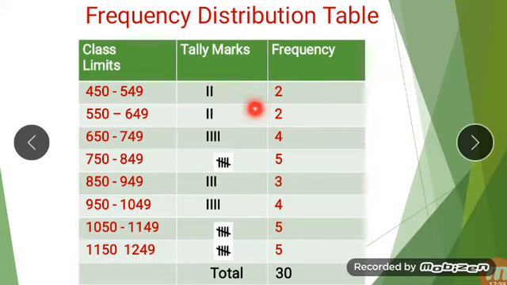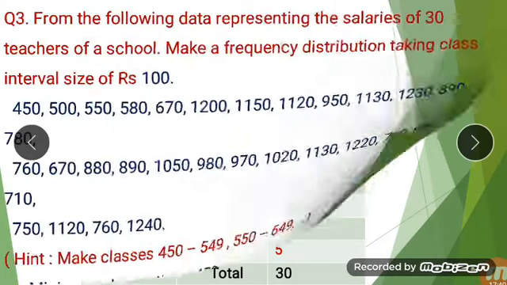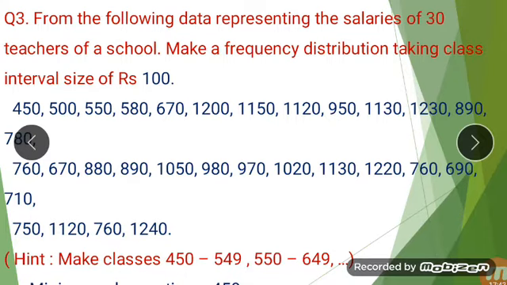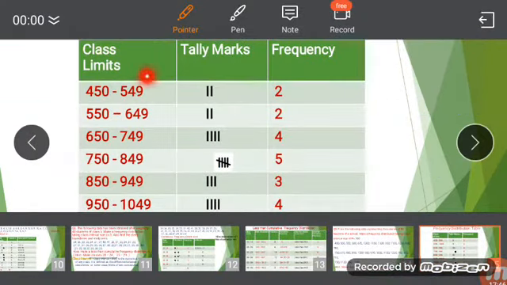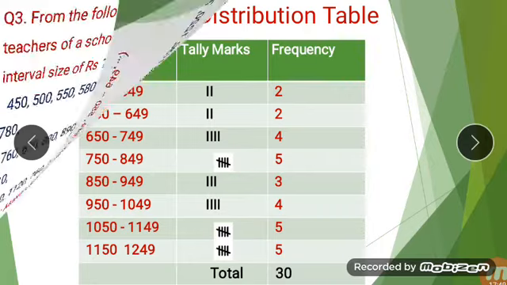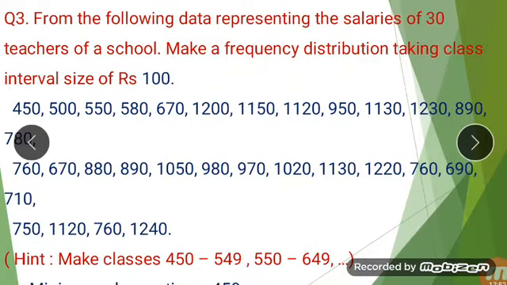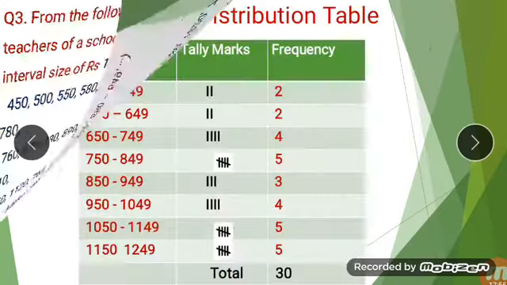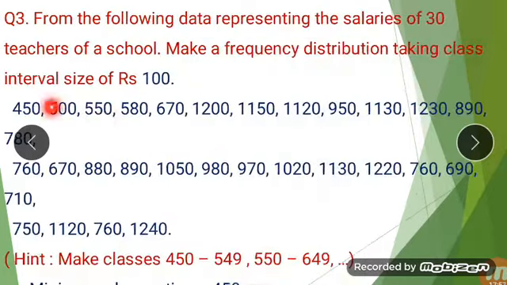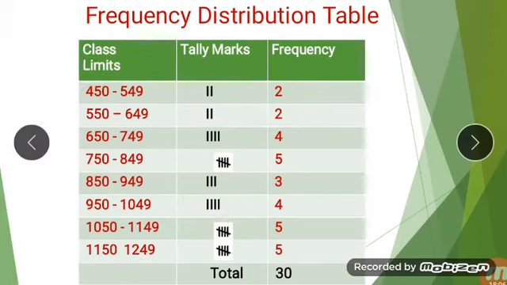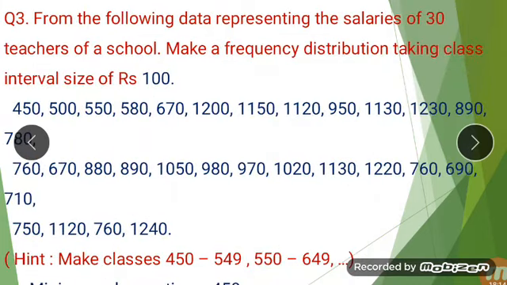Then we record the tally marks. Here you have to see for yourself how many observations lie between 450 and 549. We can mark one tally for 450, and 500 will also come, but the rest will not because 550 is greater than the range. So 2 tally marks, and in the same way you can go on with the rest. Here we have the frequencies, and the total will be 30, as we have the salaries of 30 teachers recorded as raw data.